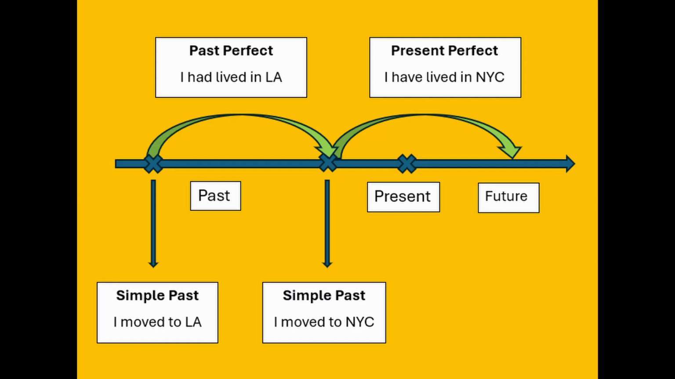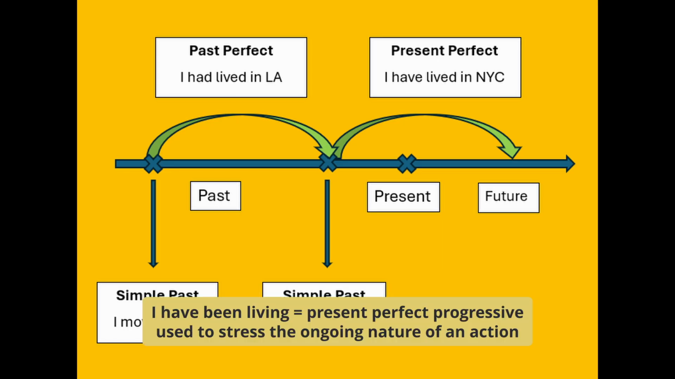Okay, let me just show this graphically. So just have a look at this orange slide here. Again, this highlights the difference between the present perfect, I have lived, and the past perfect, I had lived. Imagine right now I'm living in New York City. So if I'm living in New York City right now, I want to say I have lived. All right. You could also say I have been living if you want to stress the ongoing nature of that action. That's the present perfect progressive.